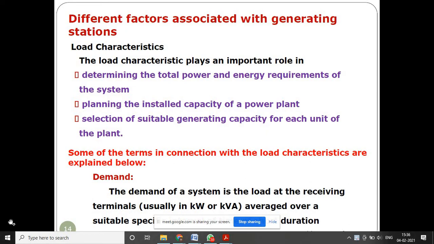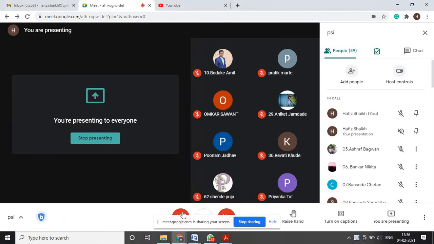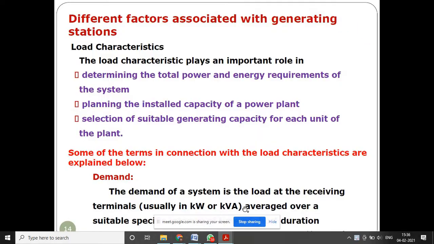Okay, so now we will be seeing different factors associated with generating stations.